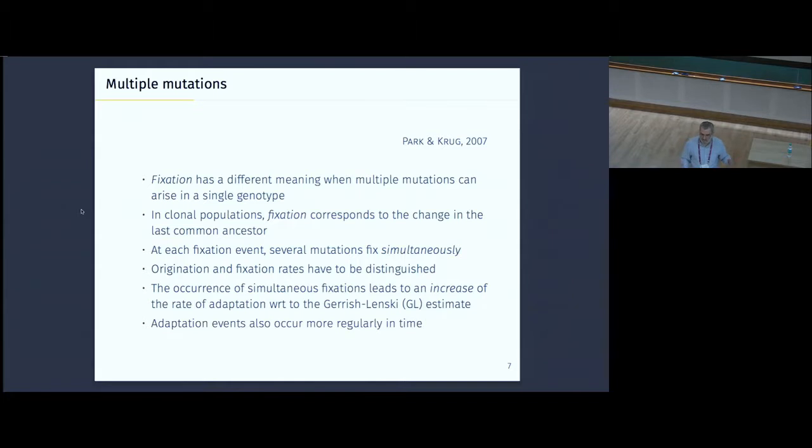So in a clonal population, you have a last common ancestor, and one of the problems that we'll discuss in the second part will be, for instance, the expected age of the last common ancestor. Can you say something about that? What is the rate? This is related, of course, to the rate by which the last common ancestor changes, which is this fixation rate in this language.